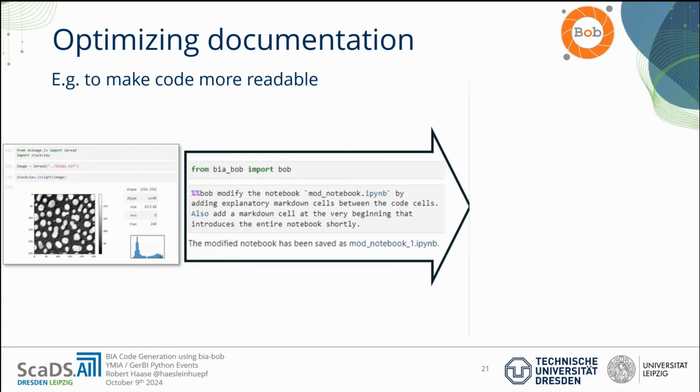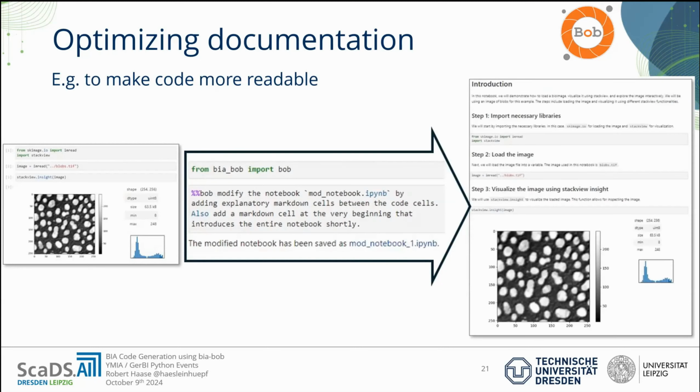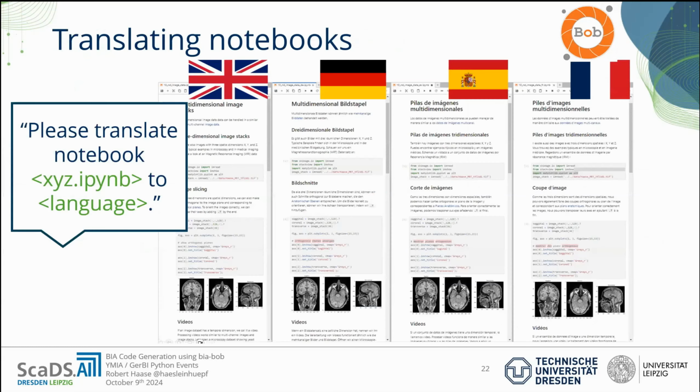So you can say, Bob, please modify this notebook by adding markdown cells between the cells, and also add a markdown cell at the very beginning that introduces the entire notebook shortly. And then it will come up with an introduction and a step-by-step explanation of what the code is doing. So when you get some code from a collaborator and you do not know what it's doing, and maybe the collaborator is not responsive or on vacation or whatever, you can ask a language model to put some explanations between the code lines to have a better understanding of what the heck is going on.